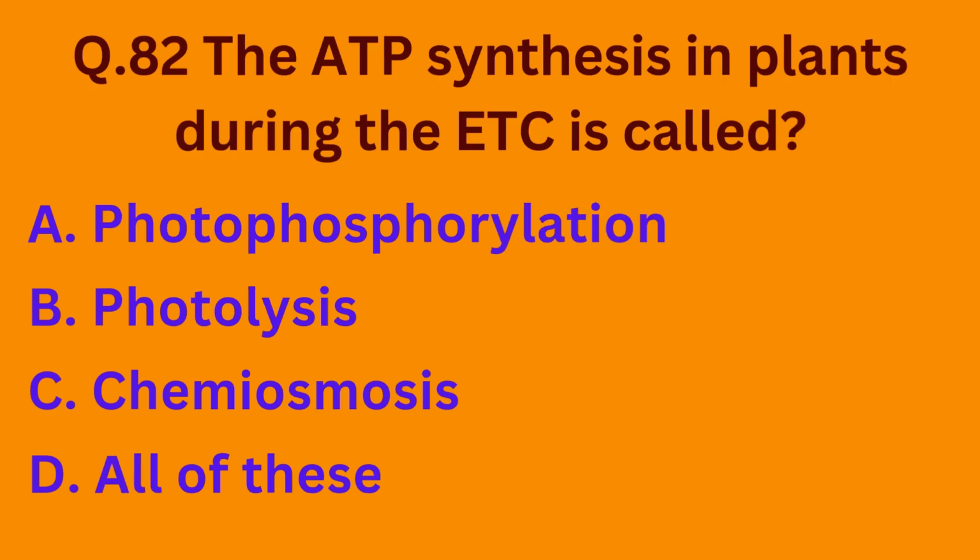Coming to next question. The ATP synthesis in plants during the electron transport chain is called option A, photophosphorylation. Option B, photolysis. Option C, chemiosmosis. Option D, all of these. So the correct option is option A, photophosphorylation is basically the ATP synthesis.